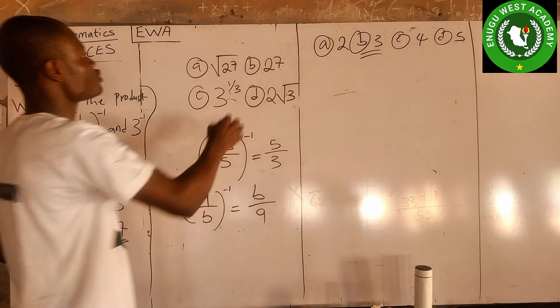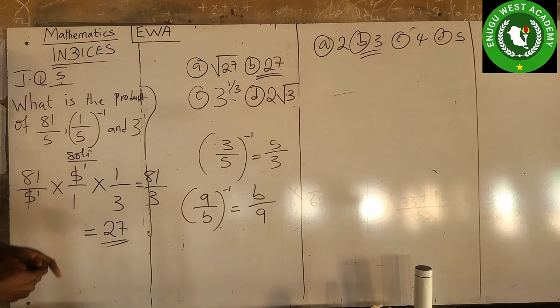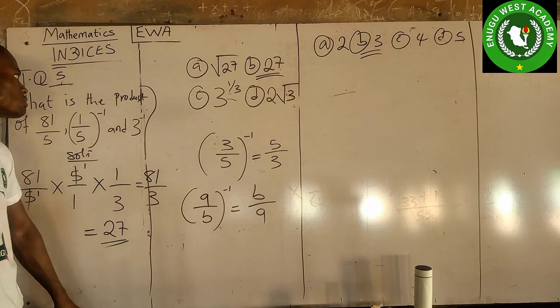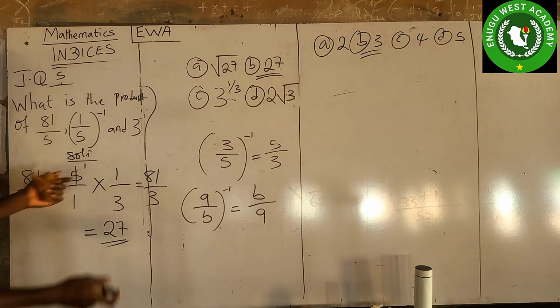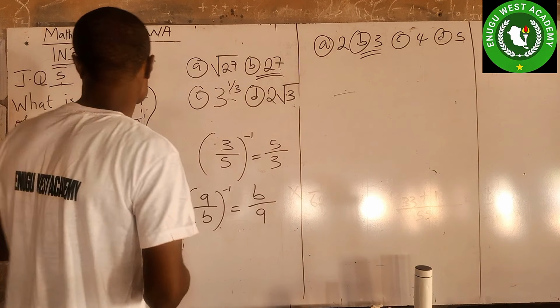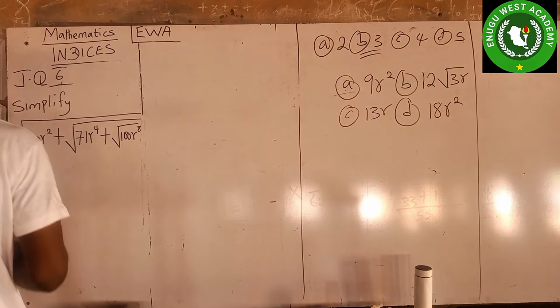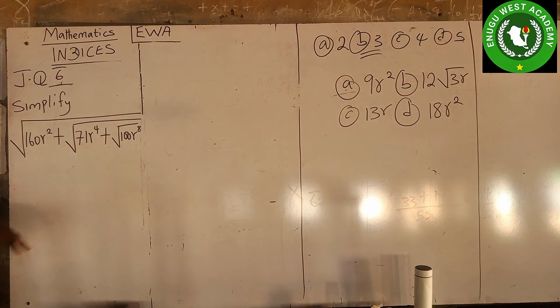So we have option B is the correct answer. So anytime you hear about products, just know it's all about multiplication. Just use your brain and put everything in order. So the next question, question C. This is very, very simple to solve.